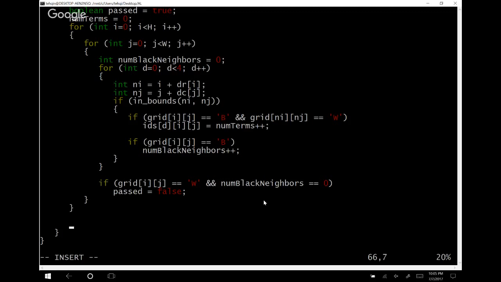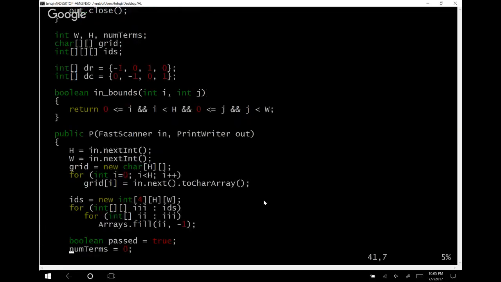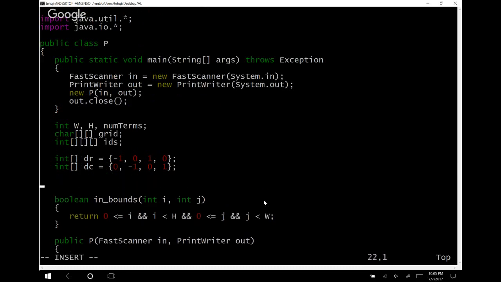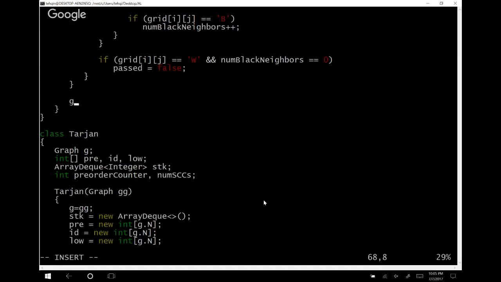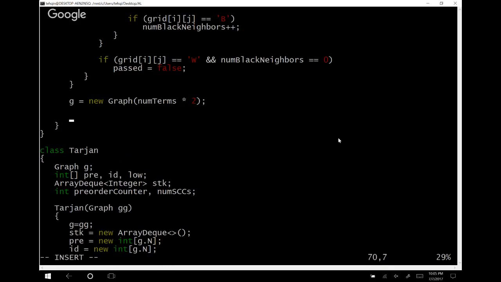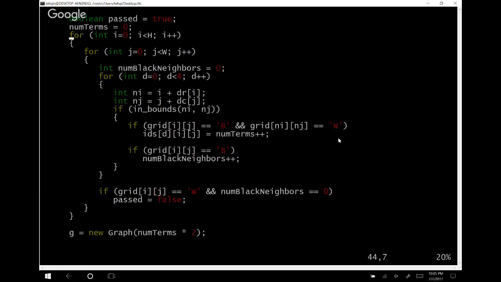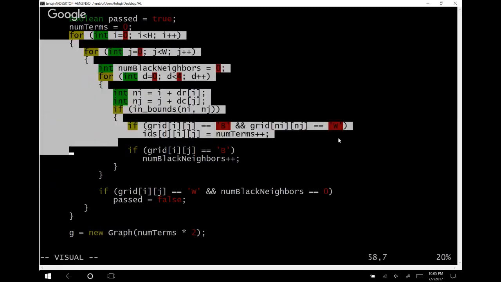Okay, so let's add my rules now. So I have all my terms. So I need to make an implication graph now. So I'll just call that G. So I have my handy graph class, very similar to how I did Tarjan's. So I'll do 2 times the number of terms. The number of terms is the number of variables I have. I just multiply by 2. That gives me my graph size. And now I can start adding those XOR statements. So I'm going to basically reuse a lot of this code.